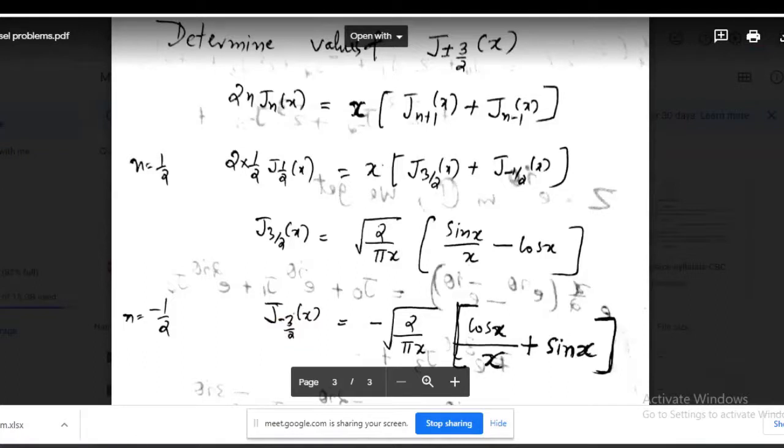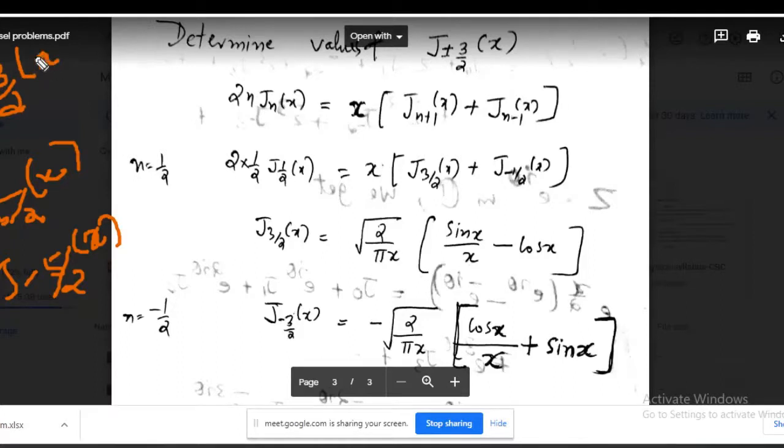Also you may try this J5 by 2 of x. Okay, J minus 5 by 2 of x. Okay, so do this J plus or minus 3 by 2 of x, and then J plus or minus 5 by 2 of x as assignment. Okay, you just use the recurrence relation.